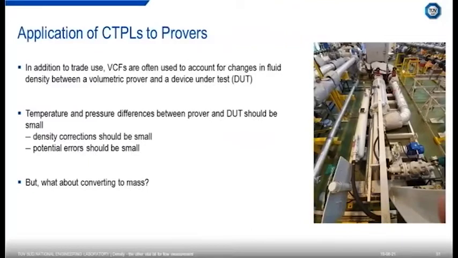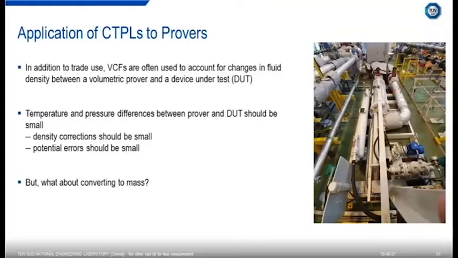But I'm going to take a look at the use of these combined temperature and pressure corrections, the CPTLs as they're called, to provers, because they're often used to account for the effect of changes in fluid density between conditions at a reference device, a prover, and a device under test, the flow meter. Now, in practice, temperature and pressure differences between a prover and a device under test should be small, so the density corrections will be small, and therefore the potential errors will be small. And that's fine if you're using a prover, which is a volumetric device, to prove, test a volumetric flow meter.